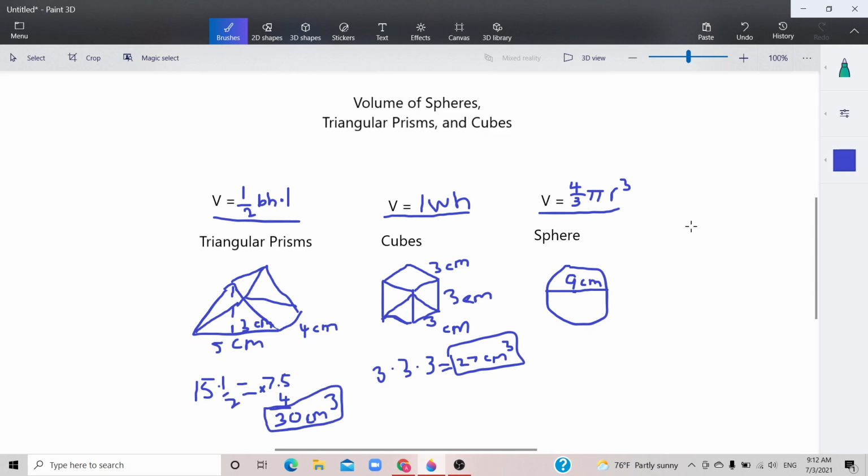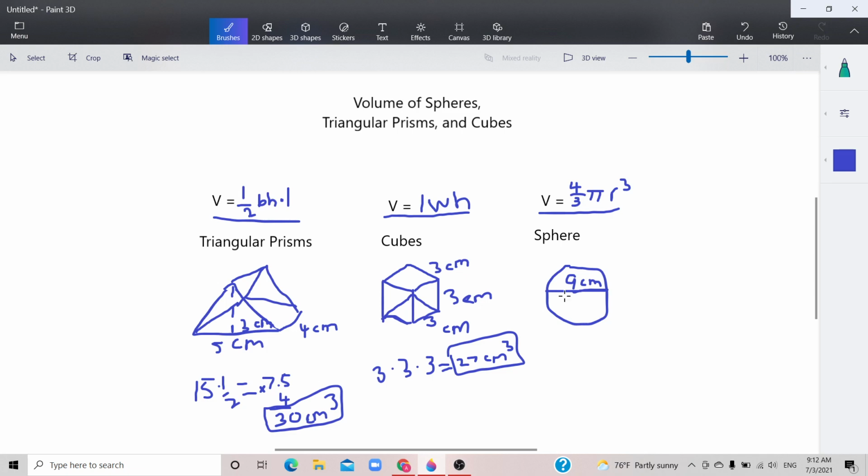Okay, now for the hard one, the sphere. So r in this case means radius, and cubed, and then 4/3 pi r cubed. So how do we find the radius? So if you see here, we put a full line here and saying that it's 9 centimeters. So the way we find the radius is taking half of this, and the full line is also called the diameter.